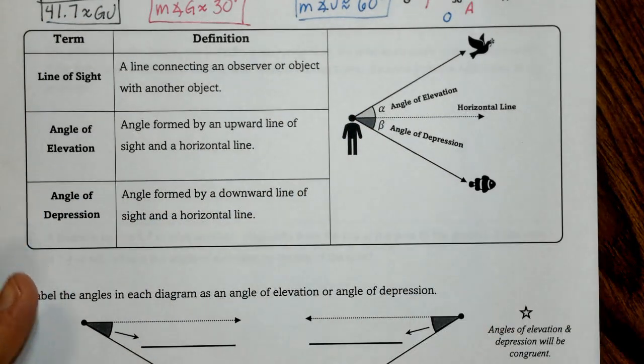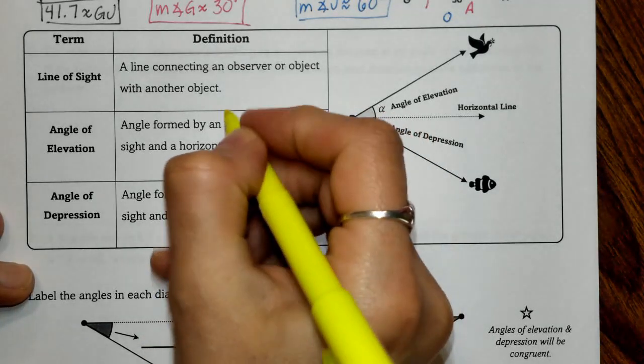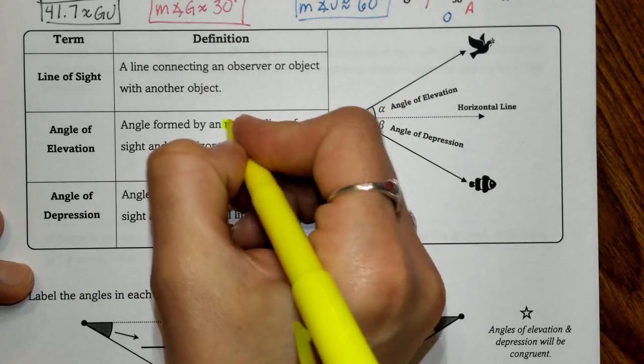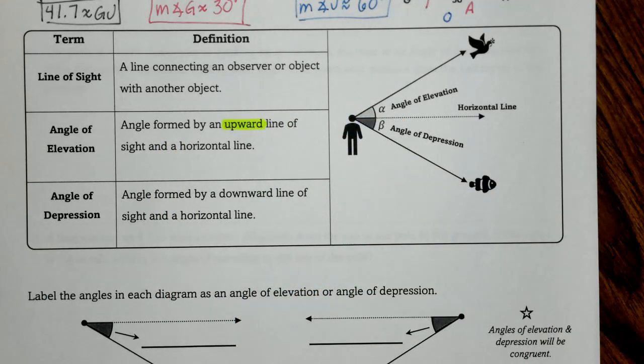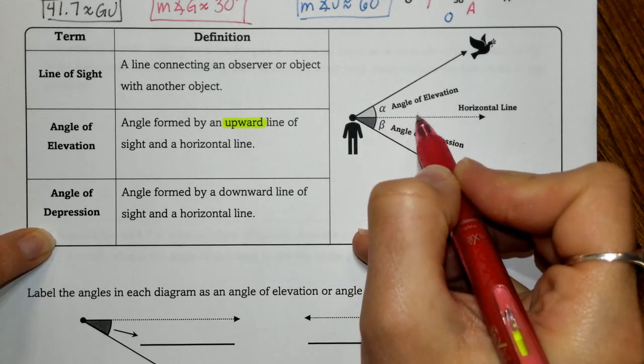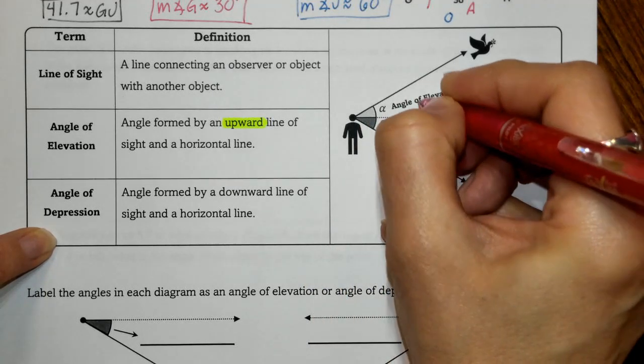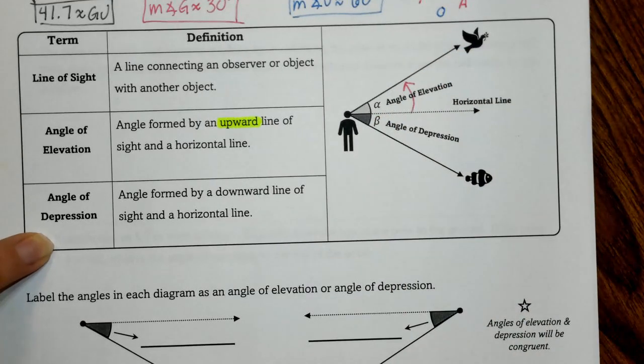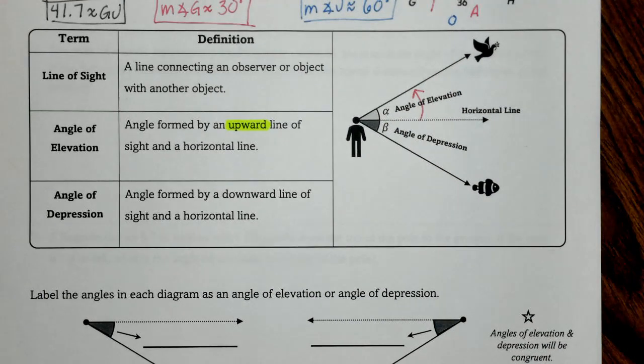The angle of elevation is going to be an angle formed by an upward line of sight and a horizontal line. What that means here is, here's your horizontal line. The line of sight goes upward, creating an angle of elevation. I know an elevator goes up and down, but the big reason for an elevator was so you don't have to take 52 flights of stairs up. So your elevation is going upward.